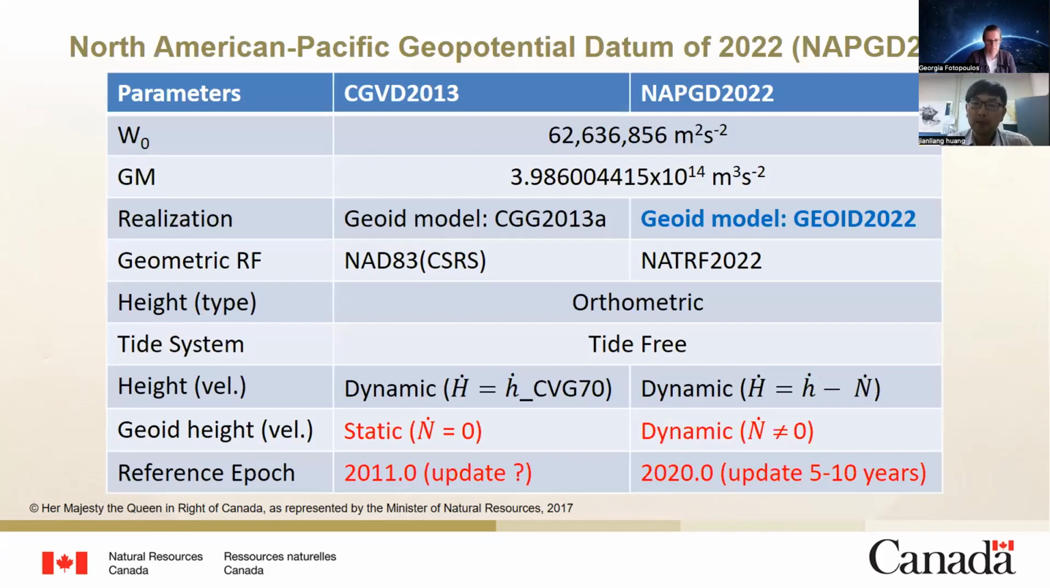The new datum basically stays the same definition as CGVD2013. The difference lies in the realization. The new NAPGD2022 is going to use geoid model 2022, and the new datum also includes a dynamic component, taking into consideration time variable geodetic change, and the epoch is going to be different. The new datum epoch is going to be 2020.